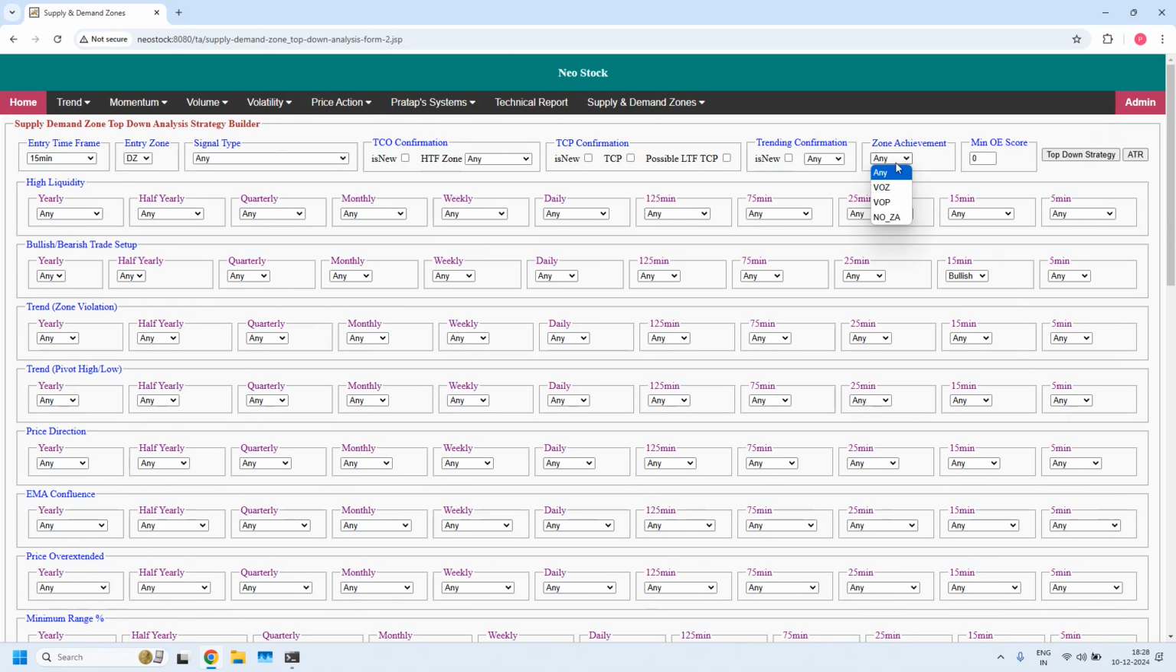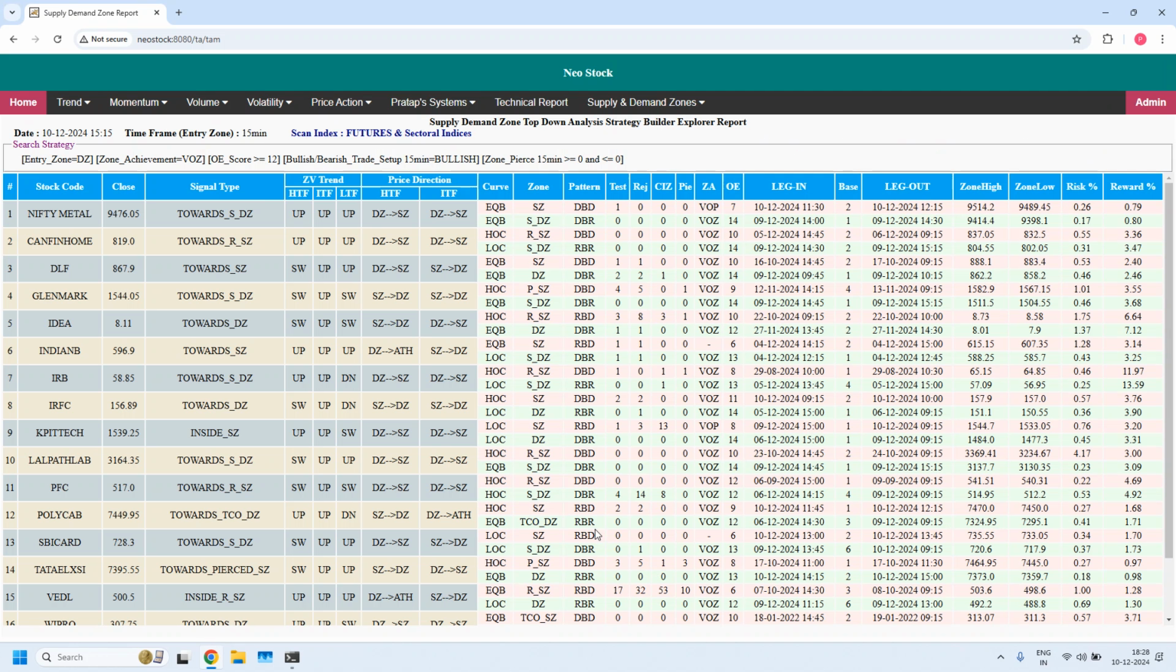Zone achievement, violated opposing zone. Minimum odd enhanced score 12. With all the three filters applied to 15 minutes demand zone, now we get a good number of stocks. These are the first 15 stocks.